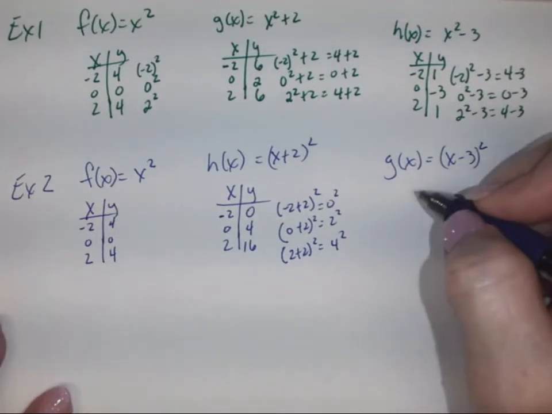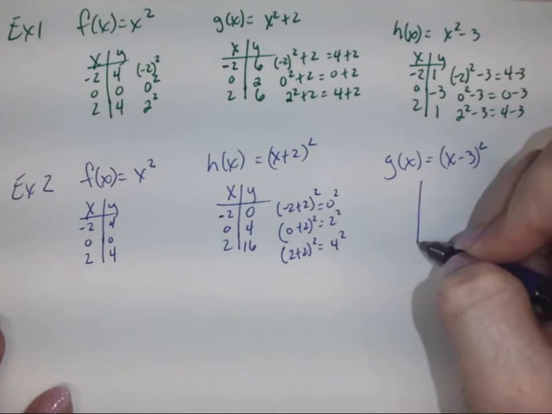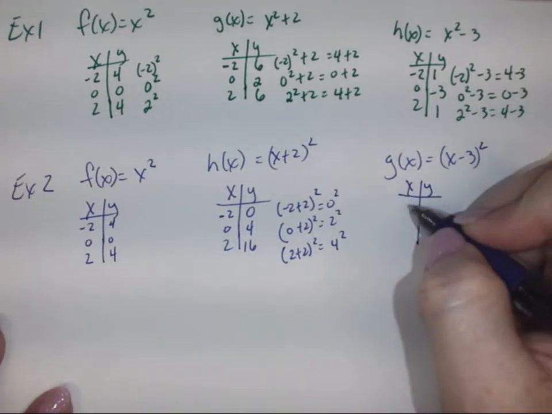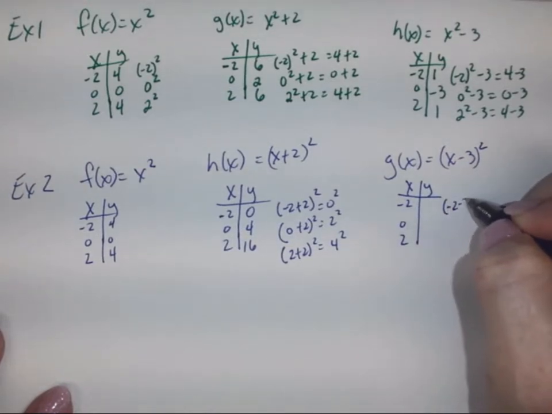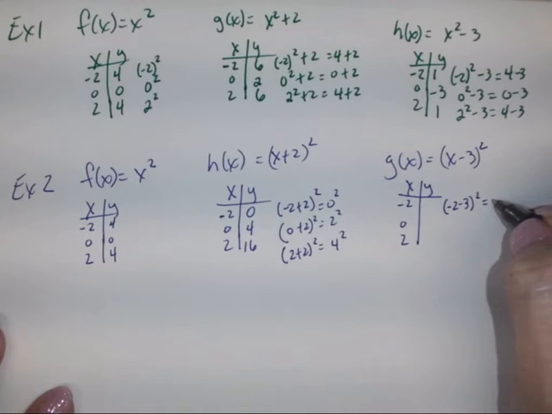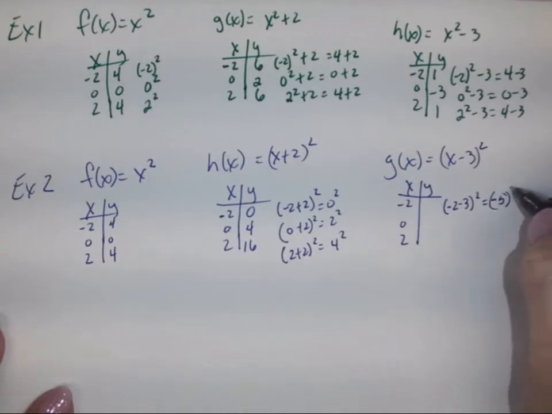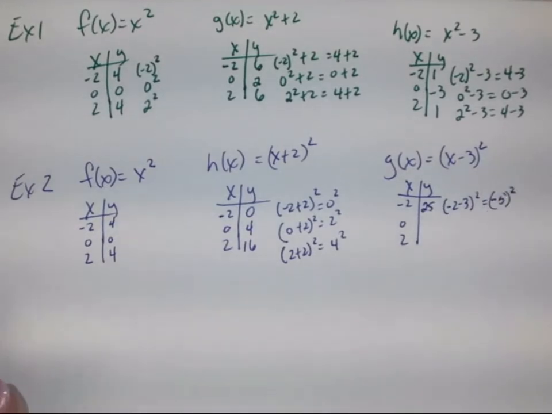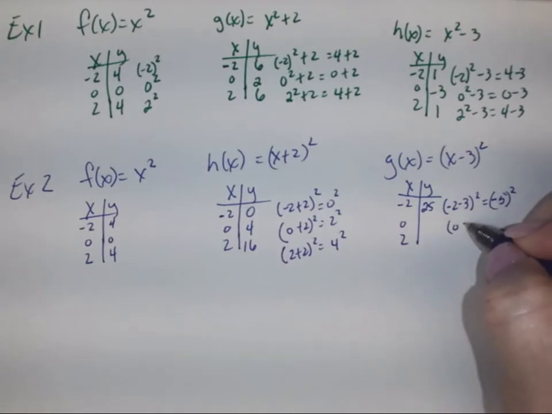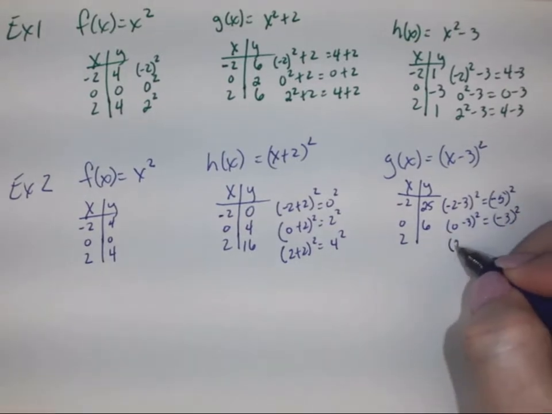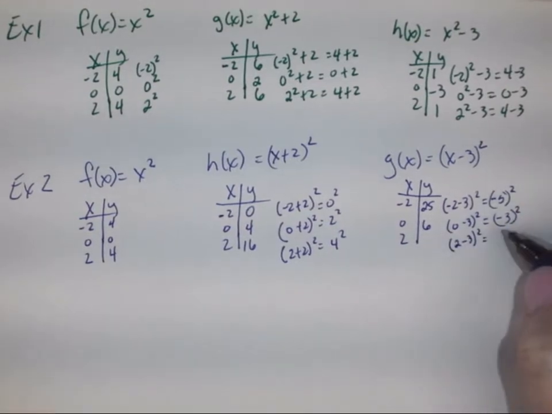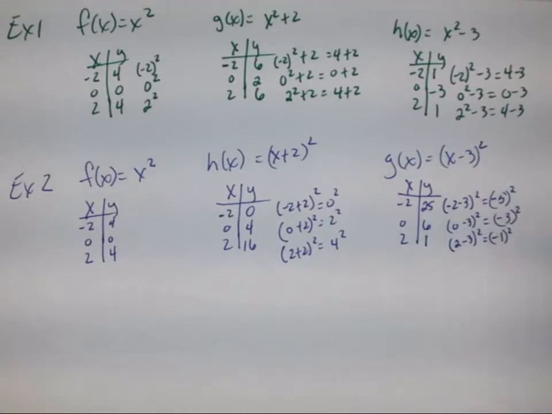Now, when we go to the g of x, we are looking at doing our t-chart again. So x and y, -2, 0, and 2. Here we have (-2 minus 3) squared, which will get us (-5) squared, which will be 25. And then (0 minus 3) squared equals (-3) squared, which will get us 9. And then 2 would be (2 minus 3) squared. So 2 minus 3 would be -1 squared, which will be 1.